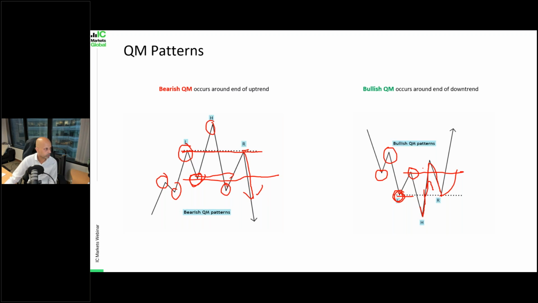All right, the second question is, do we enter at the point R or after the rally? Right, so be it for the bearish or bullish, once you see price react off this level and start to come down, or in this case for the bullish pattern start to react off the neckline and start to go up, that's when you should be entering the position, right?